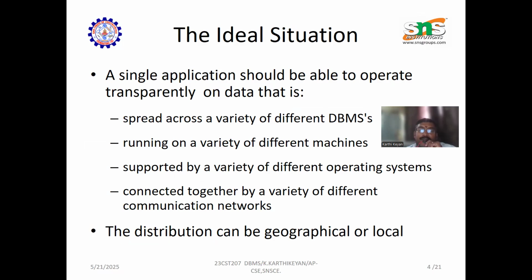In the ideal situation, a single application should be able to operate transparently on data that is spread across a variety of different DBMSs, running on a variety of different machines, supported by a variety of different operating systems, and connected together by a variety of different communication networks. This distribution can be geographical or local.